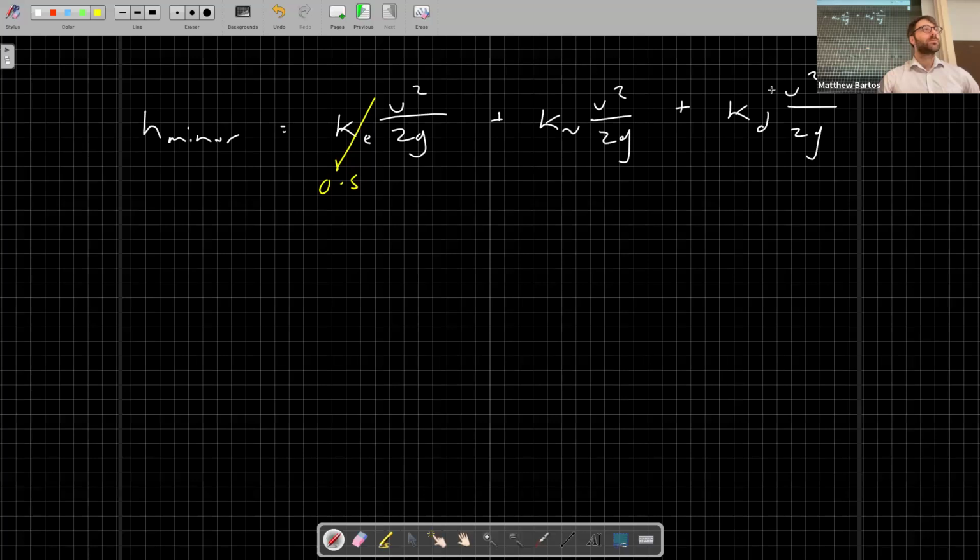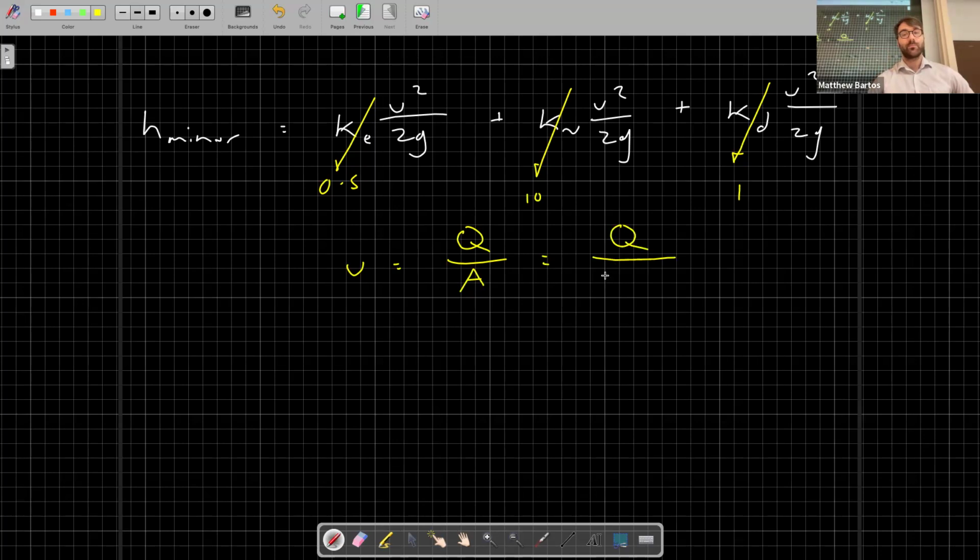KD is always the same number. What number is that? 1. So this is always 1. And then KV, what did you get for KV? 10. So for a rotary valve, this should be about 10. The U we compute by taking the discharge divided by the cross-sectional area. So that'll be the discharge divided by pi d squared over 4, where d is your initial guess of the diameter. So you can compute all of these minor losses without running the solver or doing anything like that.